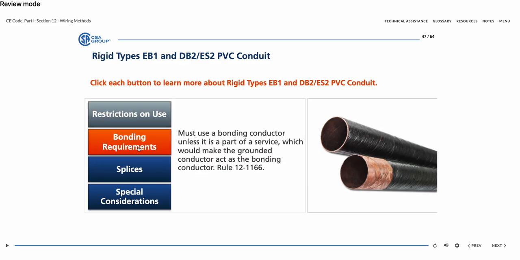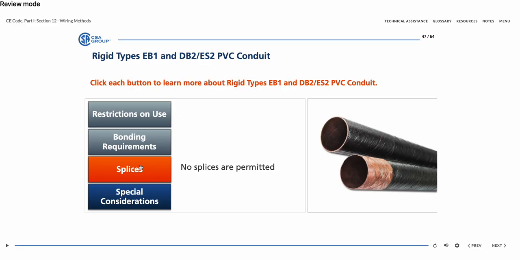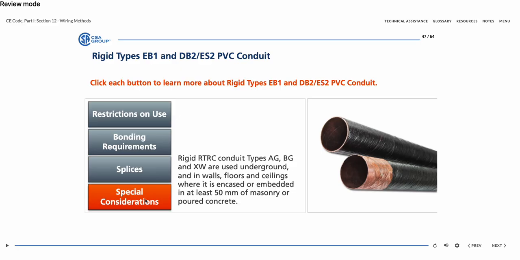Must use a bonding conductor unless as part of a service. This would make the grounded conductor act as the bonding conductor. Splicing is not permitted. Rigid RTRC conduit types AG, BG, and XW are used underground and in walls, floors, and ceilings, where it is encased or embedded in at least 50 mm of masonry or poured concrete.